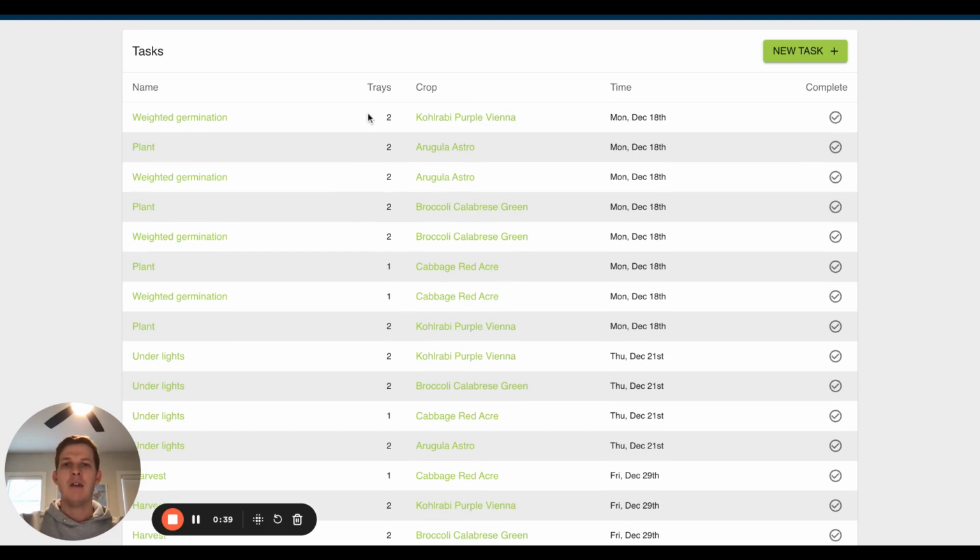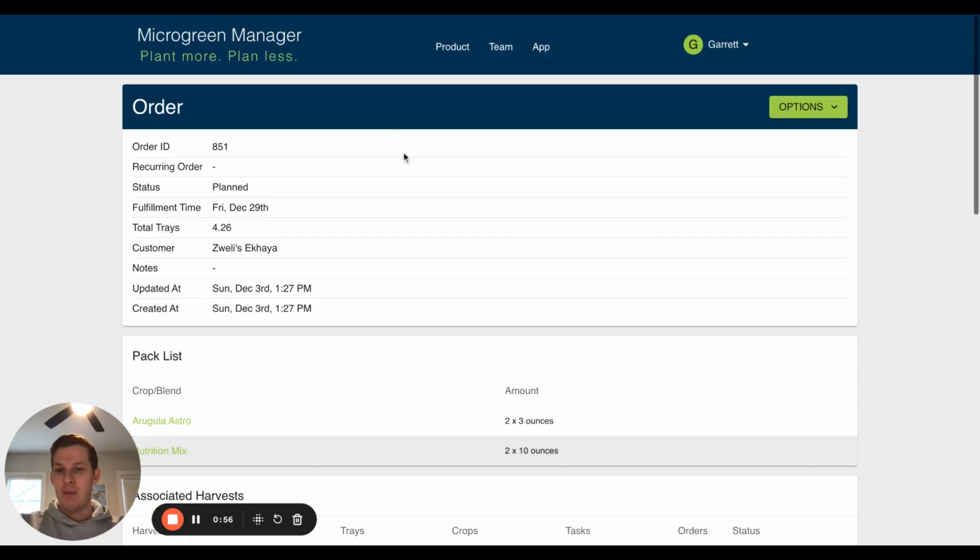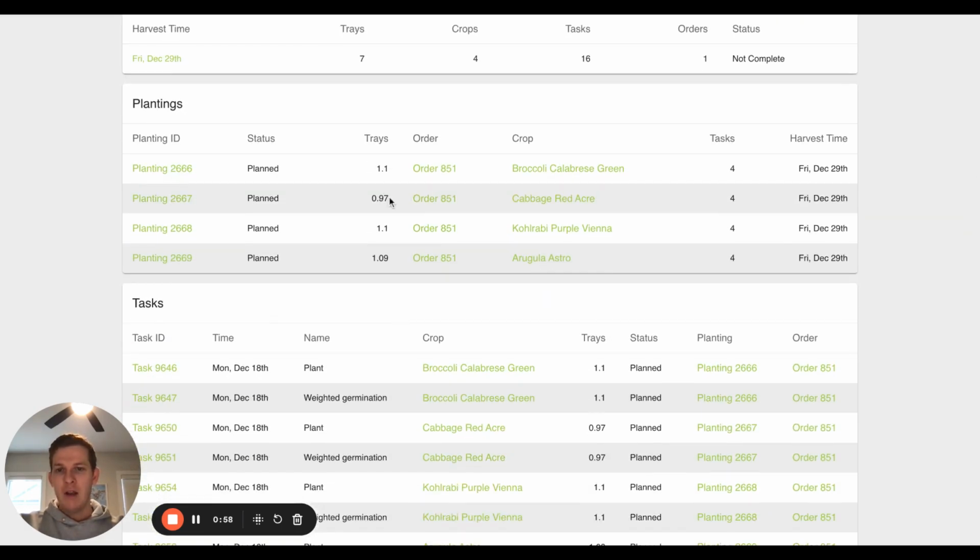And we do this because most, if not all, farmers are using 10 by 20 inch trays, or 10/20 trays. And most, if not all, farmers are not going to plant a partial tray. It's impractical, if not impossible, to plant a partial tray. For example, if we look down here, nobody's going to be so specific as to plant 0.97 of a tray or 1.1 of 2 trays, if you will.